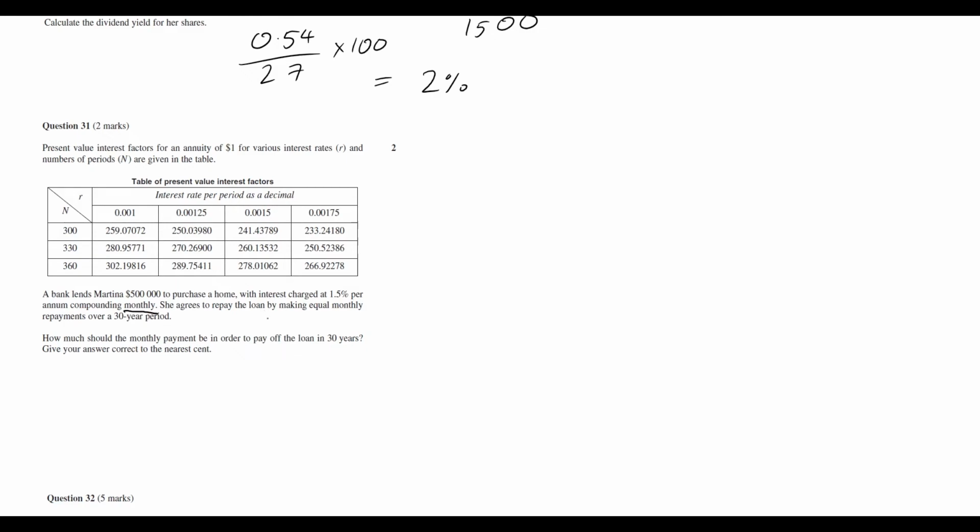She agrees to repay the loan by making equal monthly repayments over a 30-year period. So how much should the monthly repayment be in order to pay off the loan in 30 years? And we need to give our answer correct to the nearest cent.